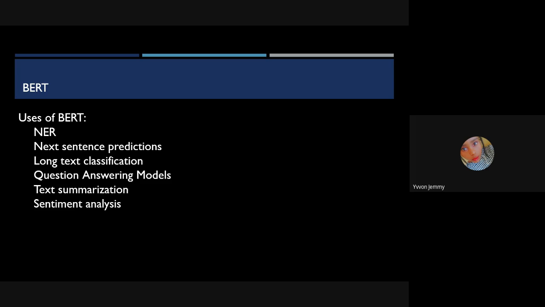Text summarization. If you have a long document and you don't want to read it all, you just want to read the important parts in that document, you use text summarization.